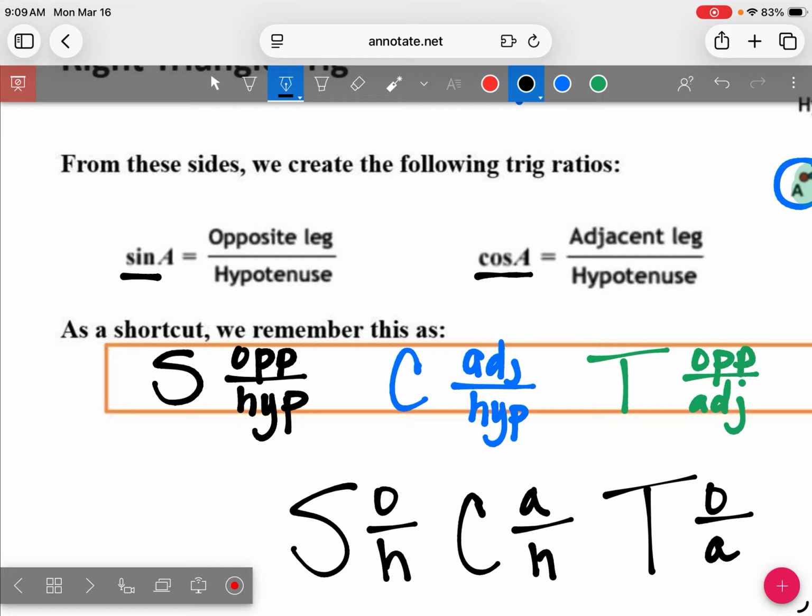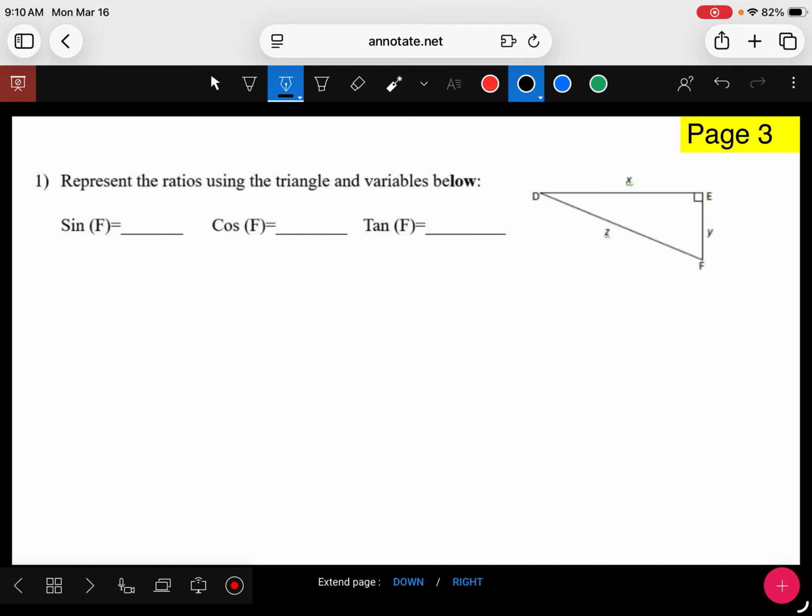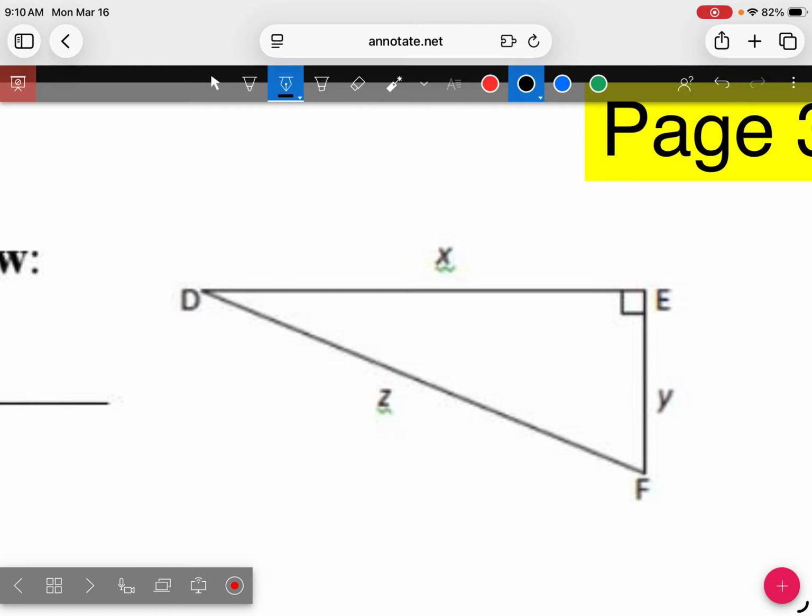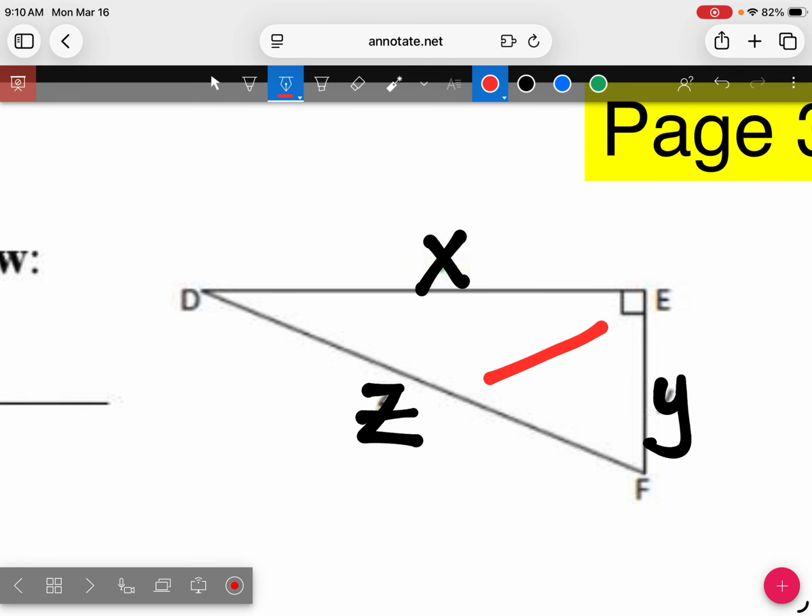So let's practice labeling the three sides of our triangle. So let's look at this right triangle that we have right here. I'm going to zoom in. I'm going to write this bigger. This is X, Z, Y. You always start by labeling your hypotenuse. Which side do you think is your hypotenuse? X, Y, or Z? Z. So this is my hypotenuse.